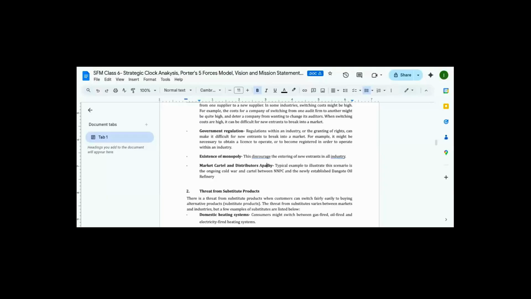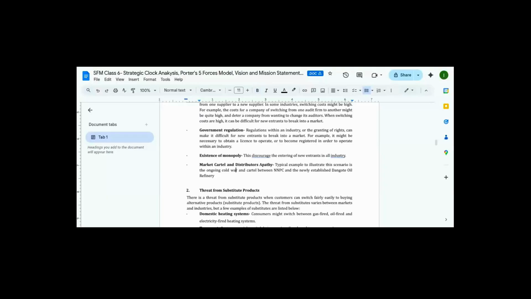You can see the scenario that I put here, the ongoing Cold War and cartel between NNPC and the newly established Dangote oil refinery. It takes the intervention of the federal government, otherwise Dangote refinery would have collapsed from inception. There was a press conference that I listened to, and he said he didn't mean the refinery business collapsed, if not for the intervention of the president, it was dead.